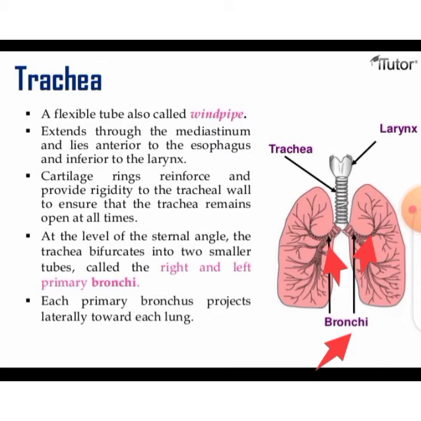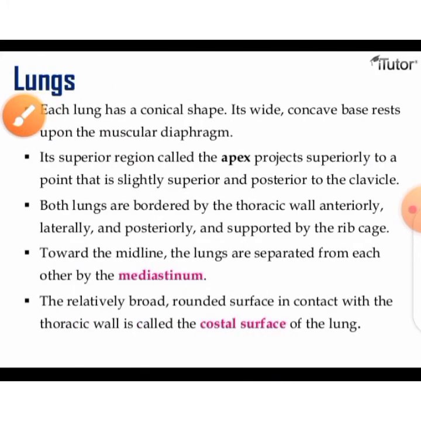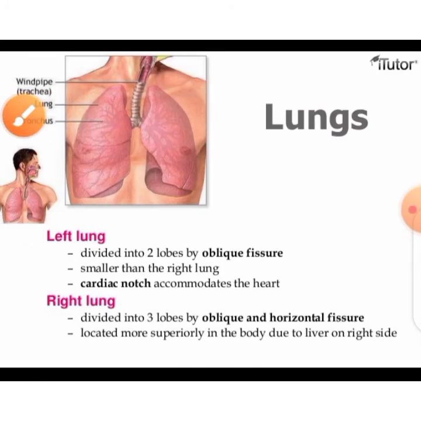So the bronchi are held in position by the trachea here. We still have the larynx here, the air box. So this is the lungs. You have the left lung and the right lung here.